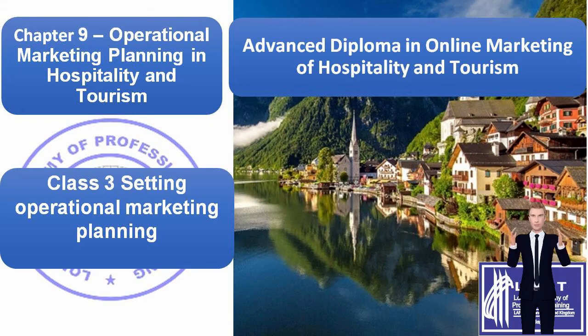Class 3 Chapter 9, Operational Marketing Planning in Hospitality and Tourism. Setting operational marketing planning objectives. At the operational level, planners are likely to create many and varying objectives ranging, for example, from occupancy rates for a hotel manager to newspaper sales for receptionists.